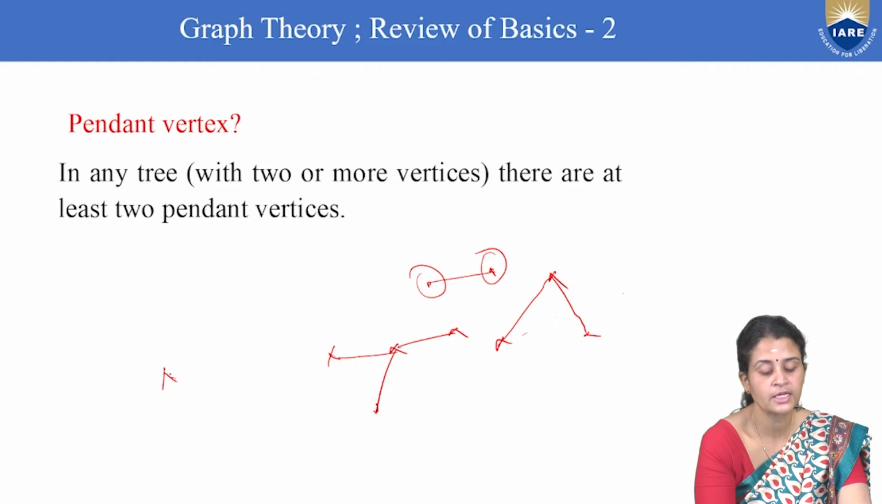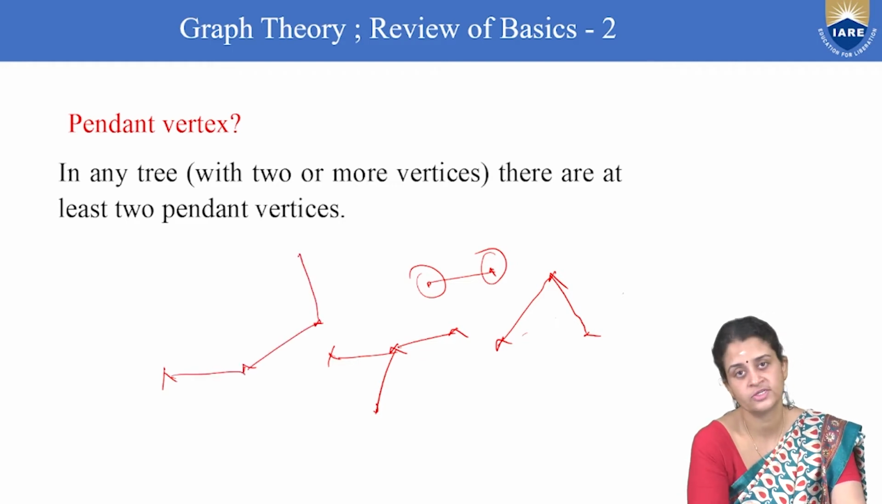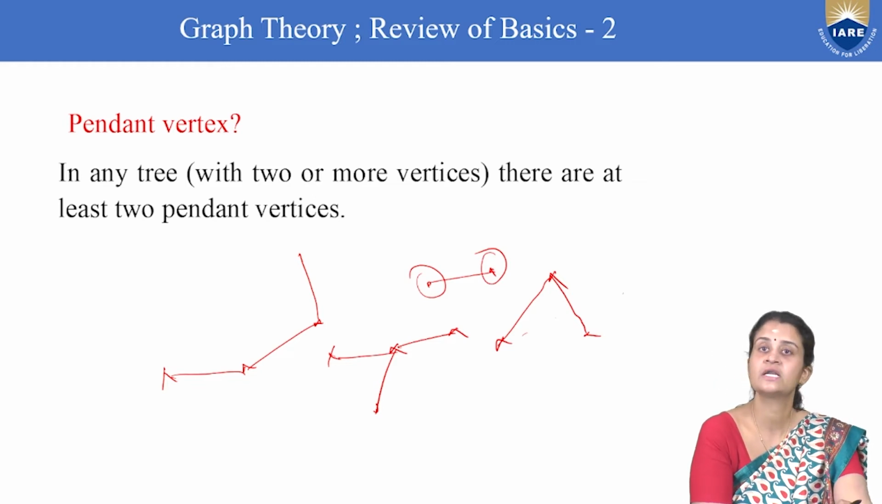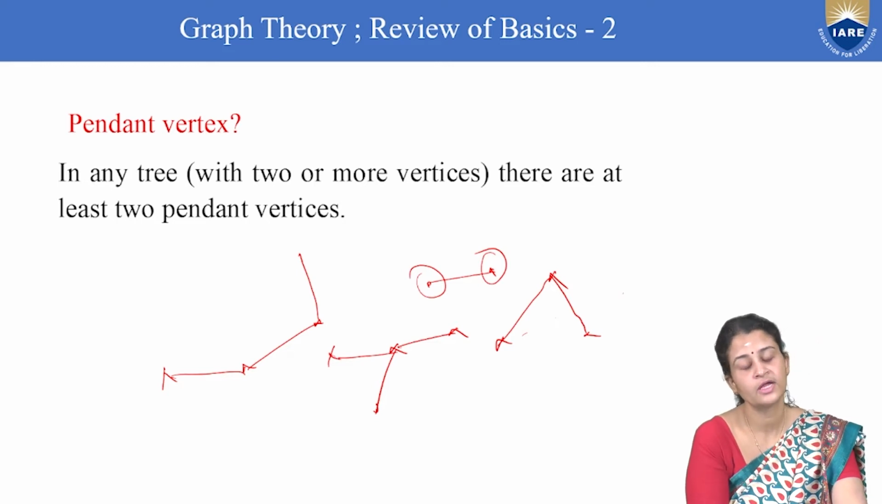I can have another graph also. It's a tree with 4 vertices. How many pendant vertices? 2. So in every tree with at least 2 vertices, there will be at least 2 pendant vertices.